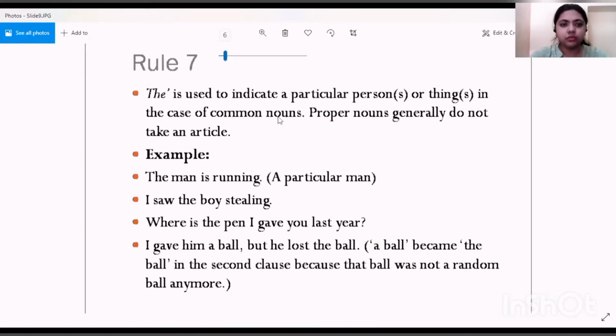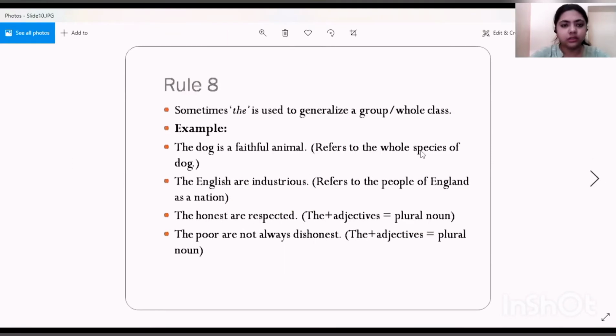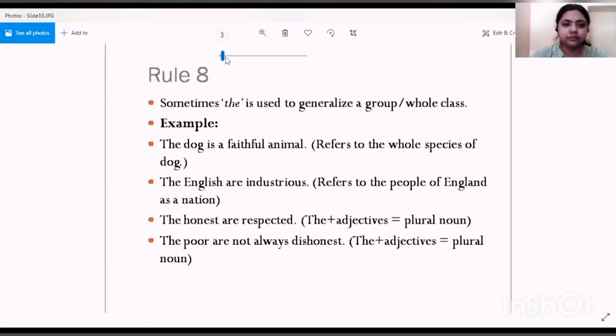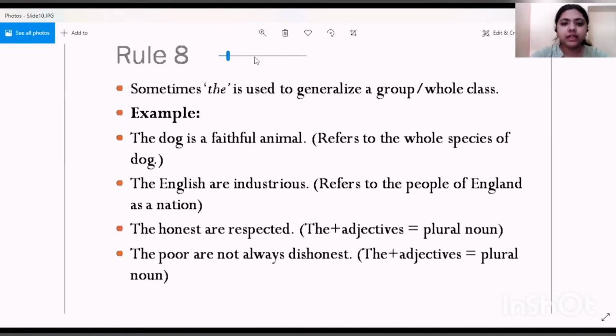Okay. So moving on to the next rule, rule 8. Again, it deals with the definite article the. Now, sometimes the is used to generalize a group or whole class. Now, what does this mean? Group or whole class means, for example, the dog is a faithful animal. Now, we are not talking about a particular dog or one dog. Okay, we are talking about the dog in general, right?